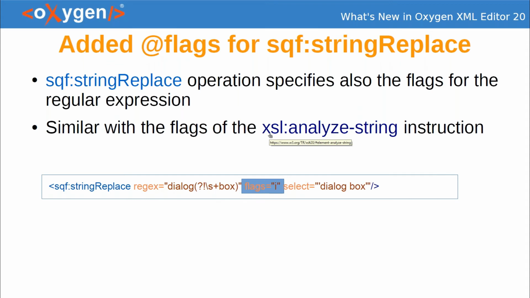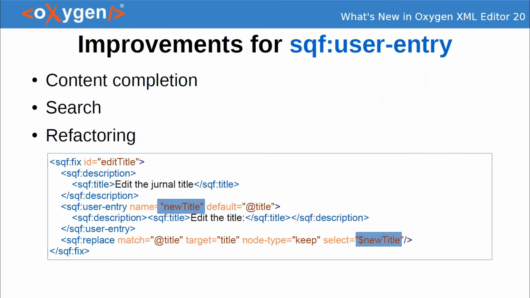We also improved the content completion, search and refactoring support for the user entries. As I told you, the user entries allow you to get input from the user, and they can be similar to variables or parameters. I'll show you a simple example in Oxygen.